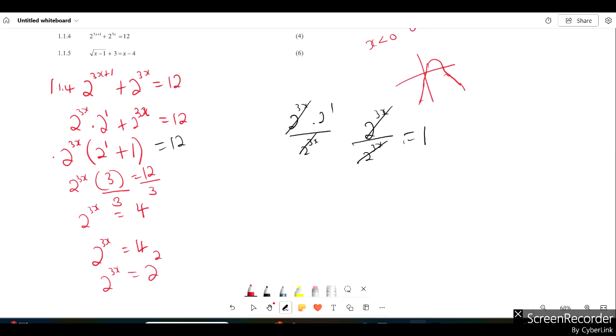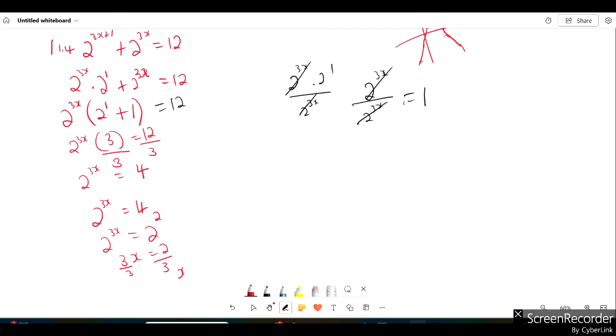Be the same, because 2 to the exponent of 2 is 4. The bases are the same, so we equate exponents. So 3x is going to be 2. I will divide by 3. Therefore, x is going to be 2 over 3.